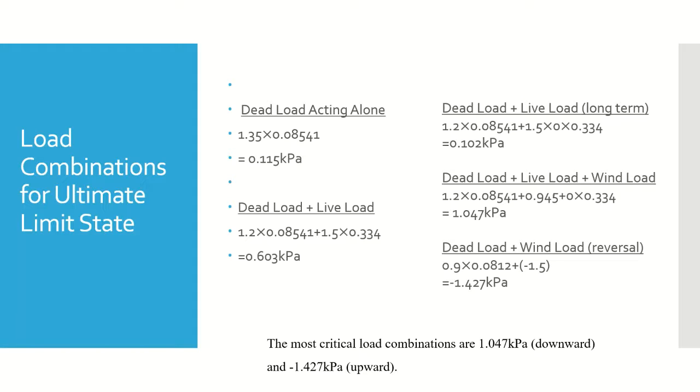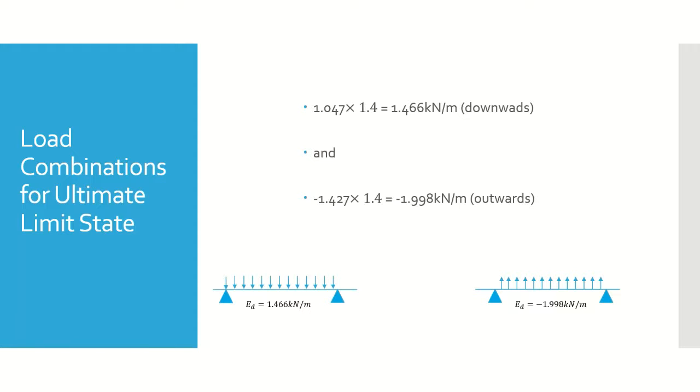Shown on screen are the load combination calculations. It can be seen that the most critical load combinations are 1.074 kilopascals downwards and 1.427 kilopascals upward. From here, the load per length of the purlin must be calculated. The spacing between purlins is 1.4 meters. Therefore, the loads acting on the purlins are 1.466 kilonewton meters downwards and 1.998 kilonewton meters upwards.